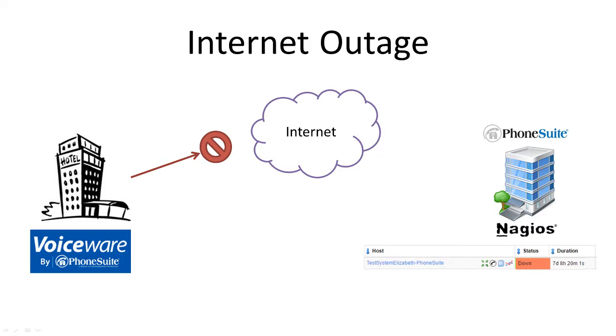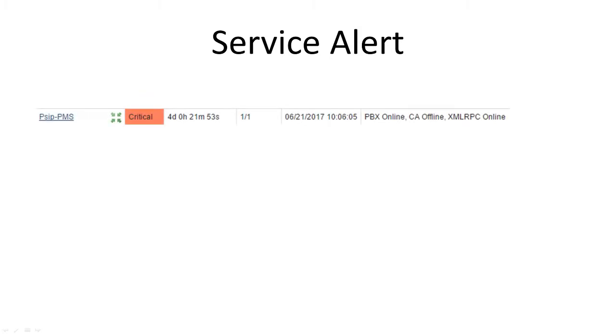A service alert is normally less critical but must still be acted upon. For example, if you receive a service alert that PSIP PMS is no longer communicating with the property management system, then the hotel should at a minimum be notified. Ideally, a reseller should log into the system and see if any problems can be corrected. If not, the hotel management should be brought into the loop so a resolution can be found.